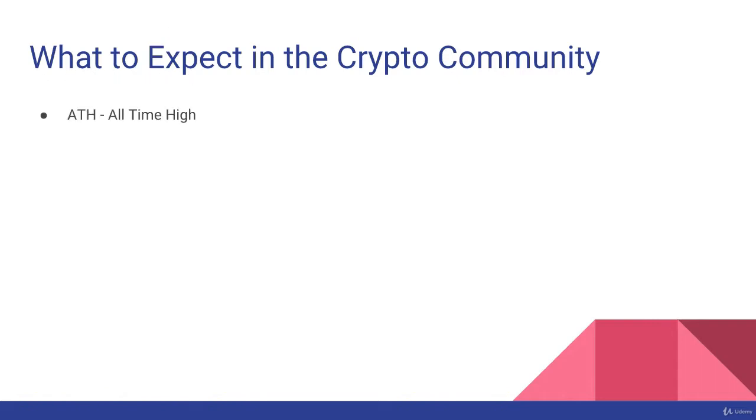So we've got ATH, which means all-time high. It's the highest price that a coin has ever been in its history. If you're trading in cryptocurrencies, you want to buy low and sell high. So this is the time you don't want to buy a coin, during the all-time high, but you might want to sell it if you can identify that point.